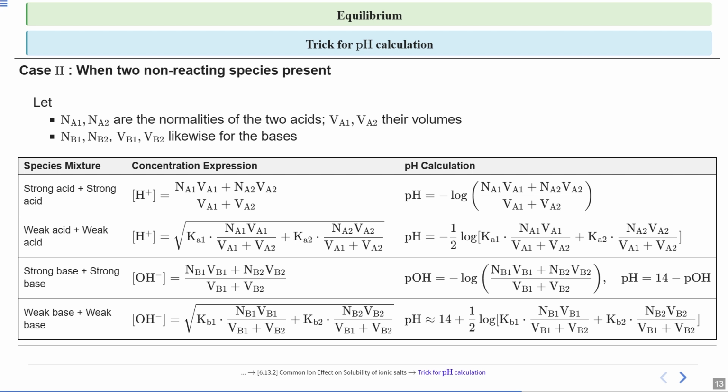And the case is similar for a weak base and a weak base. Similar to the weak acid and the weak acid, it is root under Kb1 C1, where C1 is the new concentration of the weak base, plus Kb2 C2, where C2 is the new concentration of the second base. You will take the negative logarithm of this whole thing and subtract this from 14 to get the new pH.